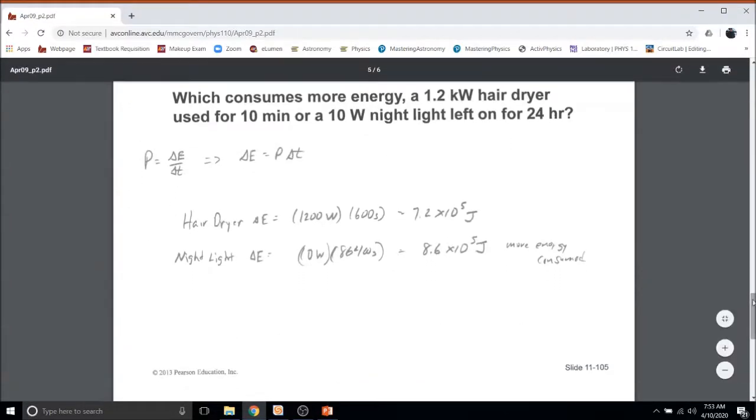Okay, so we want to know which consumes more energy, a 1.2 kilowatt hair dryer used for 10 minutes or a 10 watt night light left on for 24 hours. We want to use our delta E over delta T definition for power. We're solving for delta E. The hair dryer is 1200 watts operating for 10 minutes, so we're going to put that in seconds so we have the units of joules. And we get 720,000 joules in the 10 minutes of time.